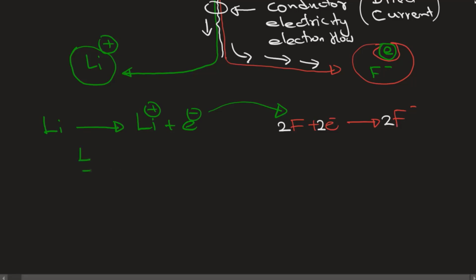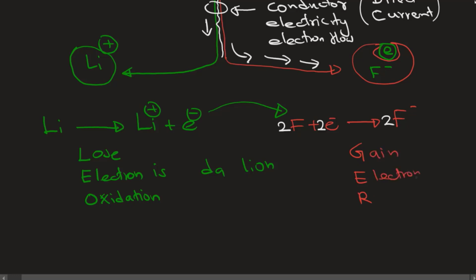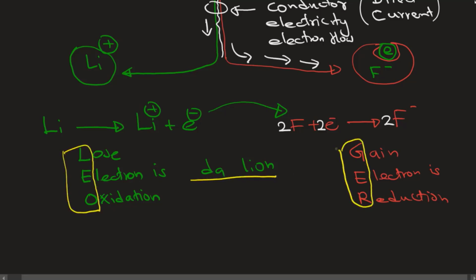Now, this process, loss of electron, is oxidation. I call it Leo the lion. Grr, right? Leo the lion, grr. Gaining electron is reduction. So losing electron is oxidation, Leo the lion, grr. Gaining electron is reduction. So that's a good way to remember. So the nonmetals, grr, right? And metals, Leo.